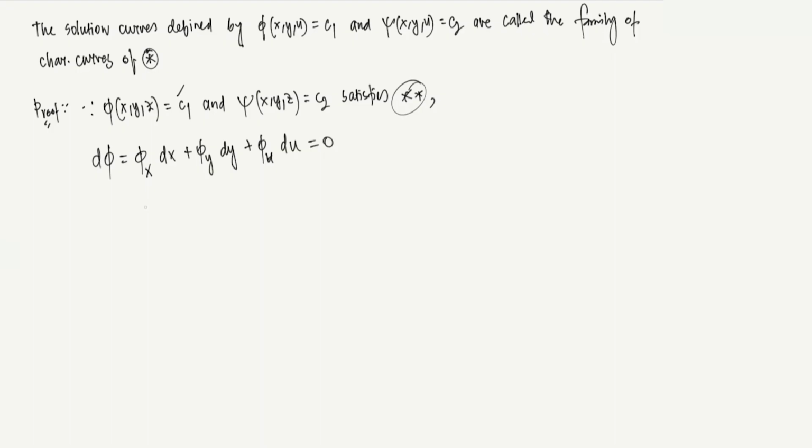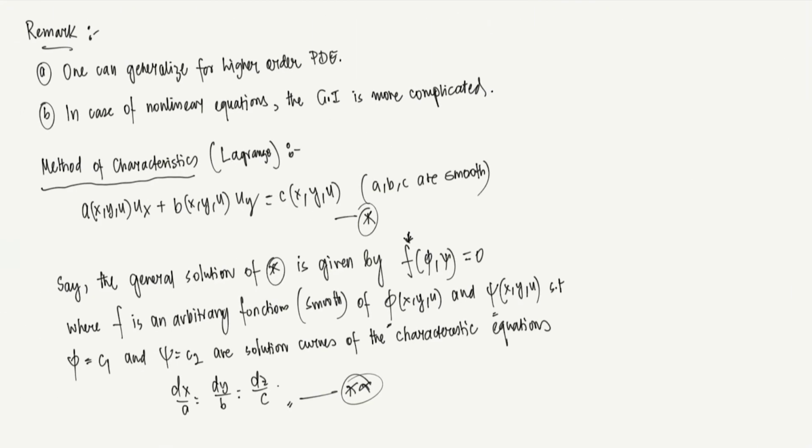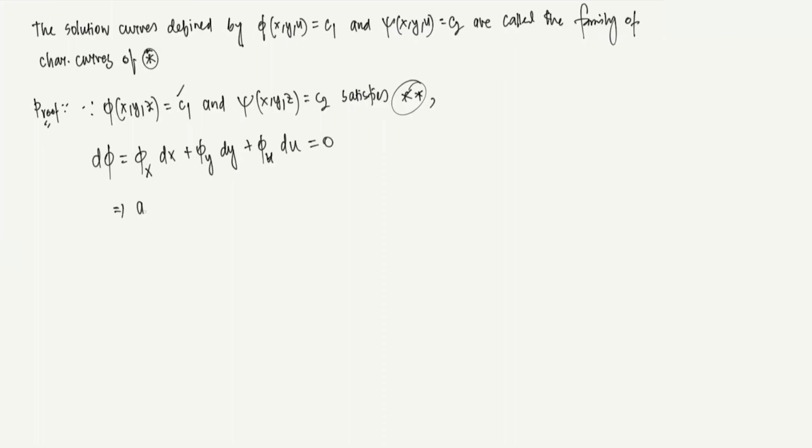And that is basically nothing but, what is phi of x dx? You see, dx by a equals dy by b equals dz by c, or du by c if you want. Now if you take it to be some lambda, then dx equals lambda times a, dy equals lambda times b, and du equals lambda times c. So basically this becomes a times phi of x plus b times phi of y plus c times phi of u equals 0. Lambda is non-zero, right?